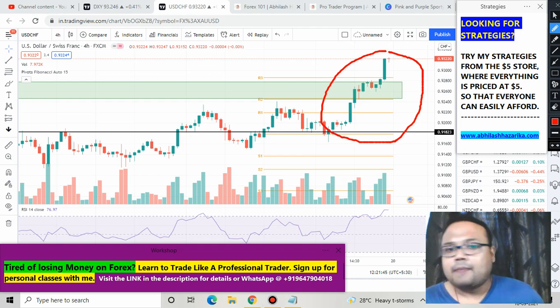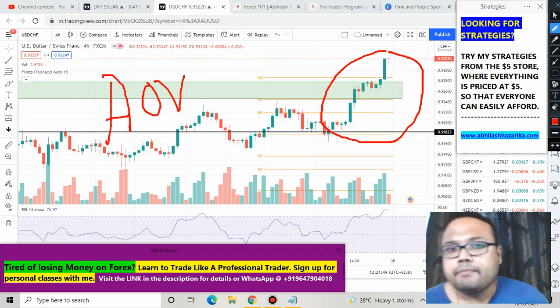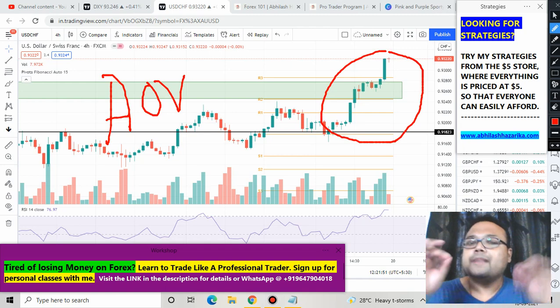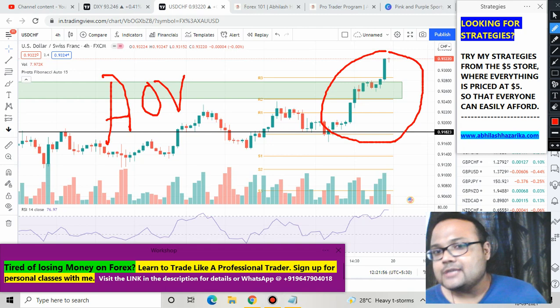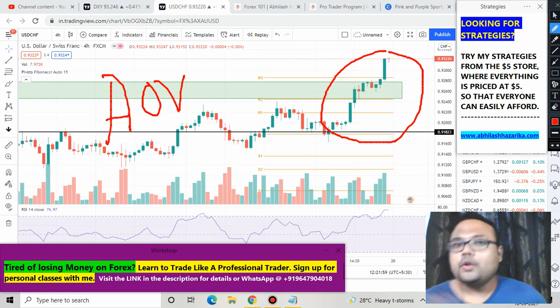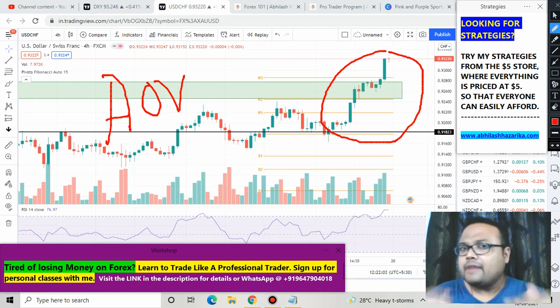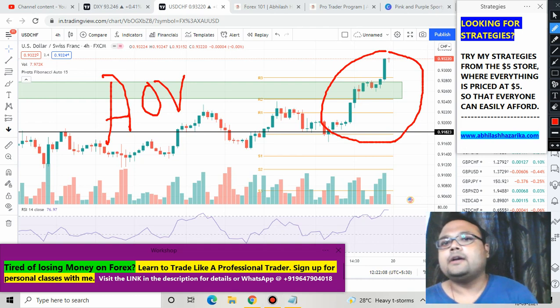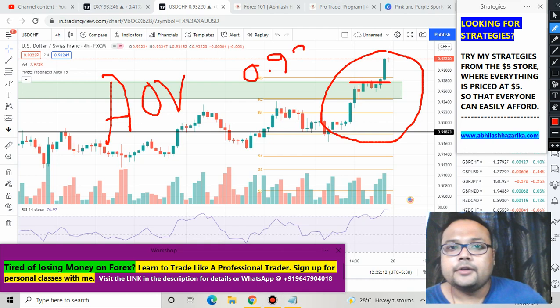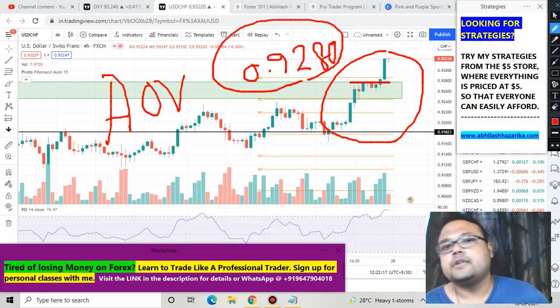So in a market condition like this, whenever a market is in an uptrend, the area of value, or the best trading opportunity, or the best buying opportunity, is always near the support. And in this case, you can see that after this sharp move, we do not have any proper logical support here. The only support here right now in front of us is this level, 0.9280. This is the only support level that we have in front of us right now.